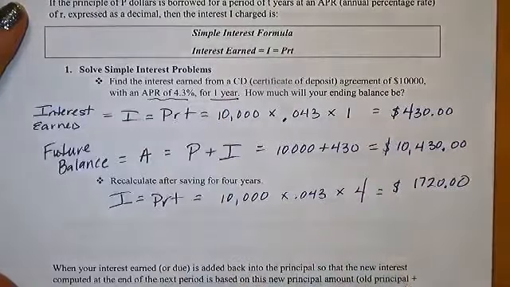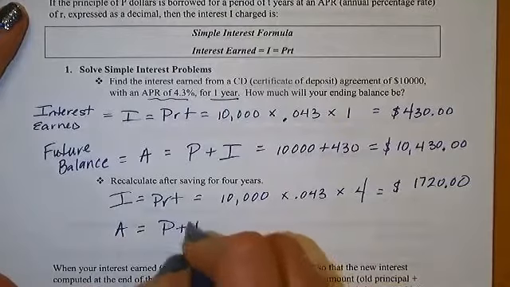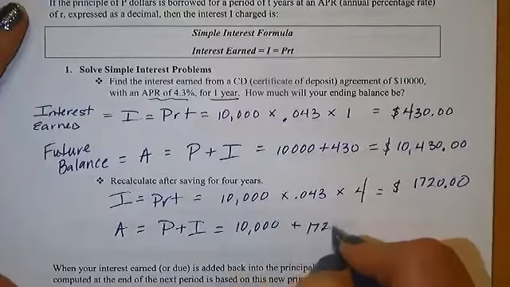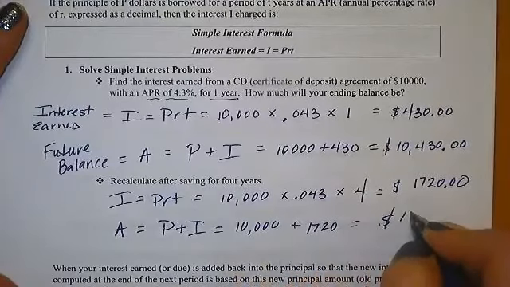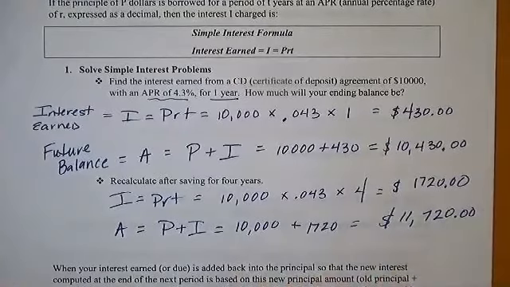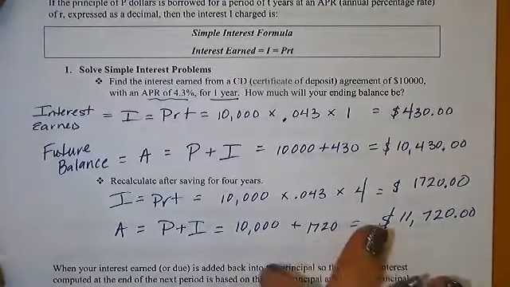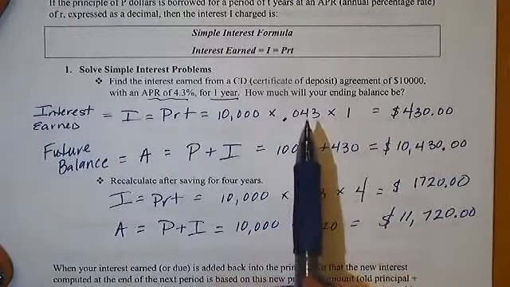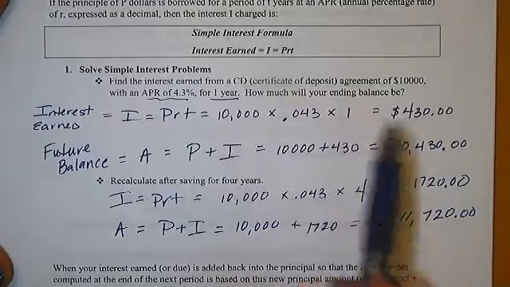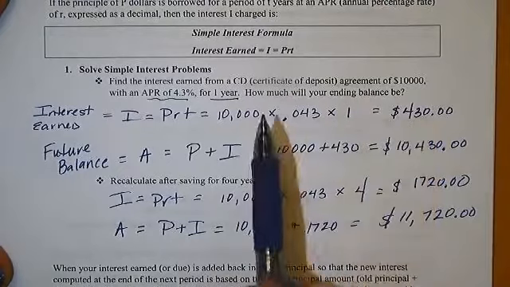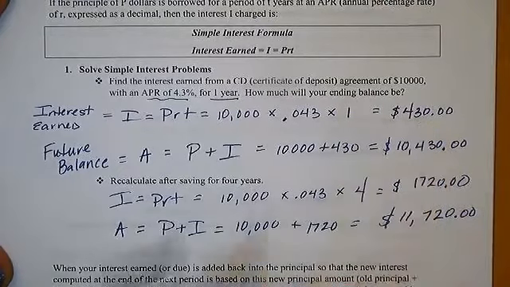So you can see that our future balance, or the amount at the end of the 4 years, is your principal plus your interest, which is going to yield us $11,720. So simple interest is fairly easy. You just have to use the annual percentage rate for however many years you plan to save. You're going to earn the same amount of interest every single year, $430, for however many years you plan to save.